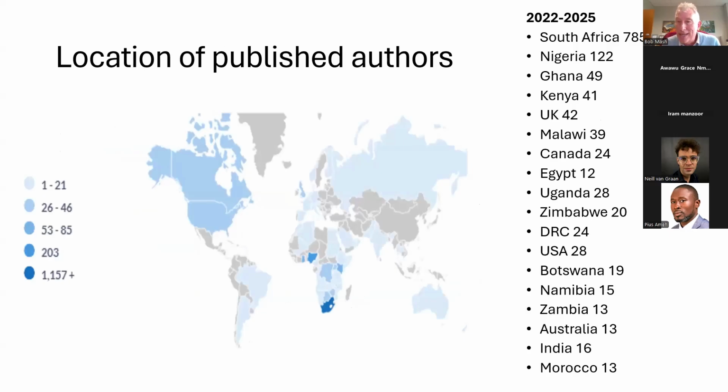Where do our authors come from? You can see that we're rather dominated by South Africa. During this period, 785 were coming from South Africa. The next largest contribution was from Nigeria, and then, as you can see in the list, followed by Ghana and Kenya, the UK and Malawi, and so on.